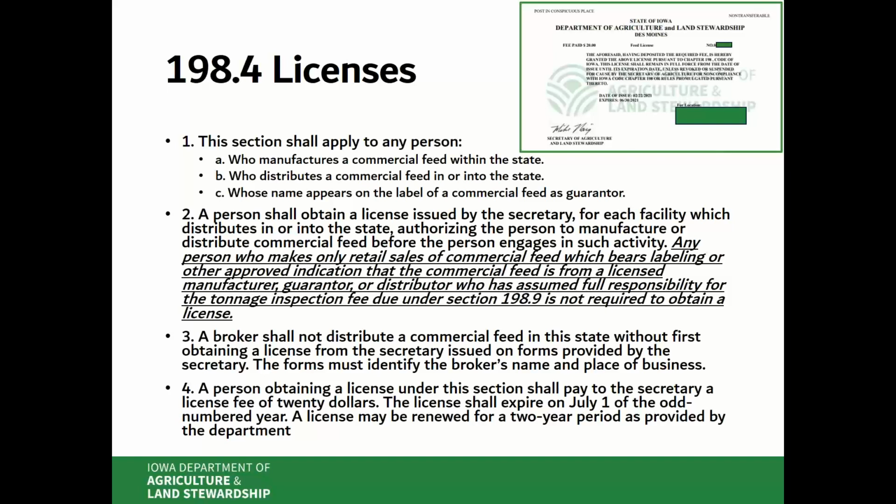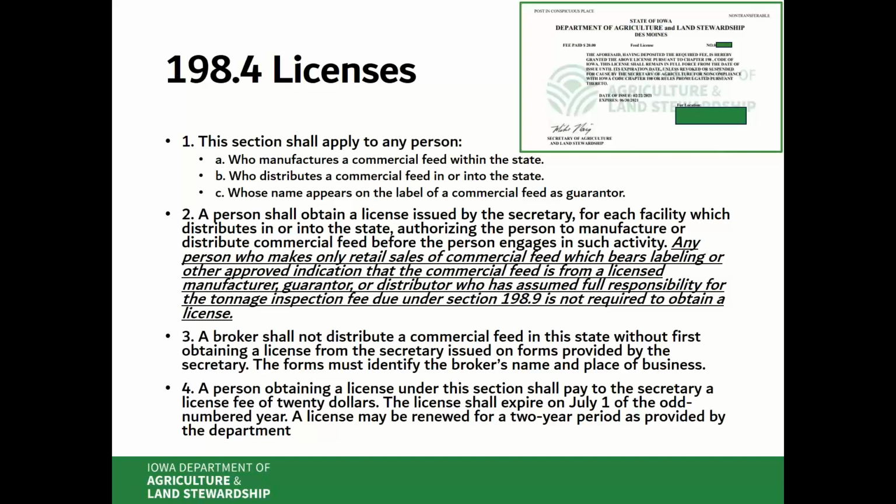Any person who makes only retail sales of commercial feed which bears labeling or other approved indication that the commercial feed is from a licensed manufacturer, guarantor, or distributor who has assumed the full responsibility of the tonnage inspection fee due is not required to obtain a license. So if you just strictly sell retail and you don't produce or anything, but it changes the minute that you mix corn with that feed, then you would need to be licensed.